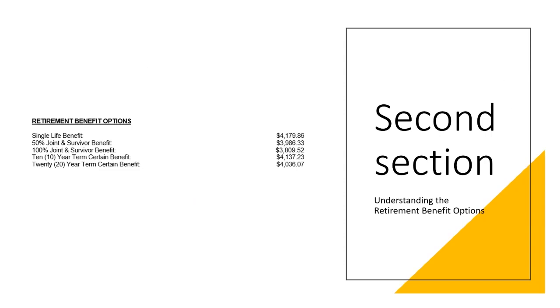Second part of a benefit estimate will show benefit options. Now, for married folks, they're going to have the 50 and 100% joint and survivor benefits, along with the single life and the term certains. If you're unmarried, you're only going to have a single life and the term certain benefits.